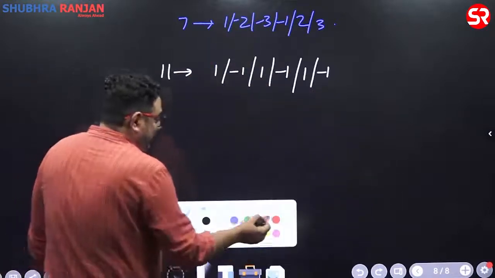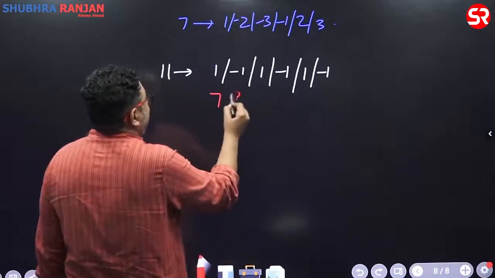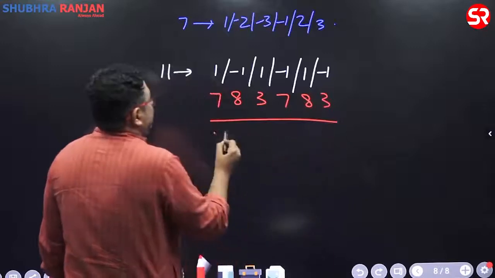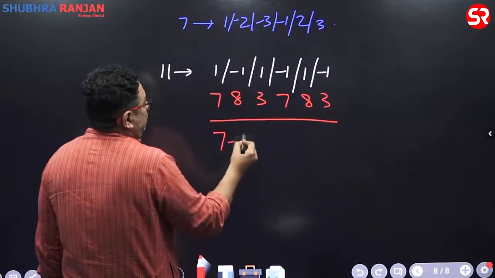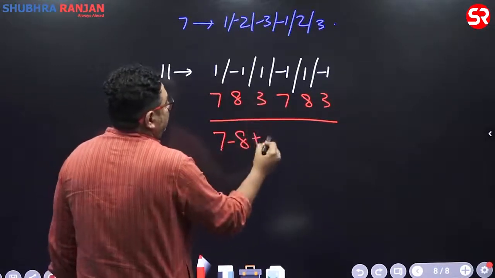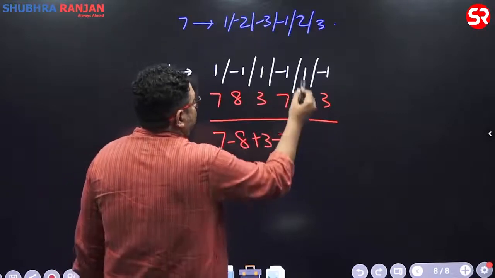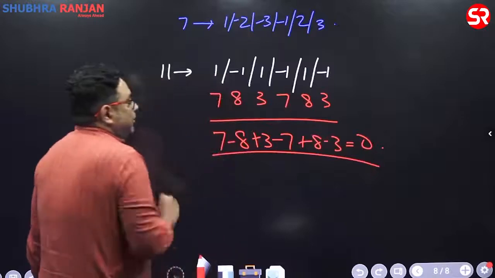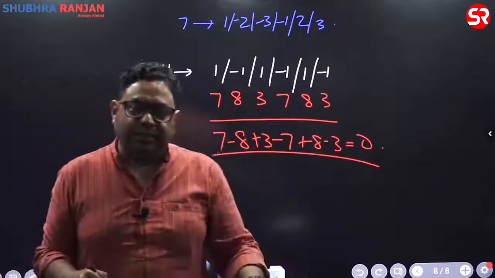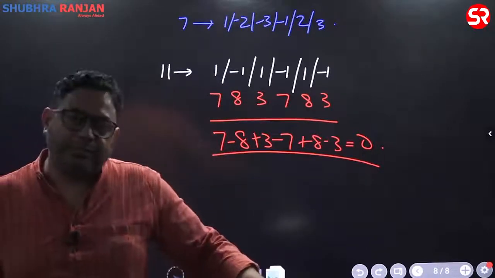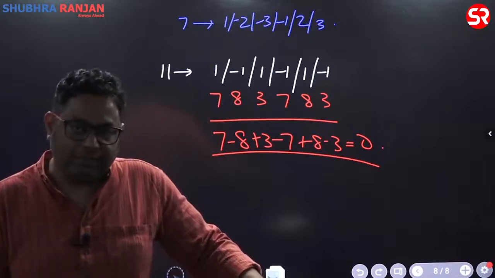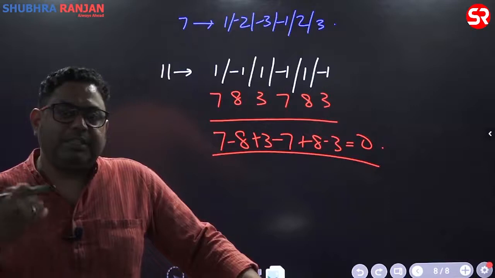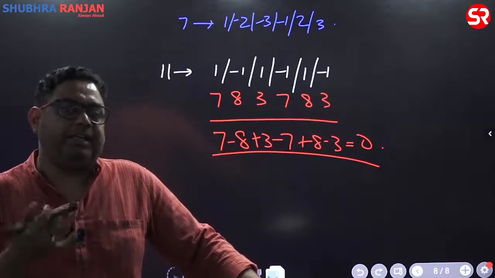For example, again, let me take the same number, 783. So 7 ones are 7, and 8 into minus 1 is minus 8, and 3 into 1 is 3. And then this is 7 minus 8 plus 3, which comes out to be 0. So if your final product comes out to be a 0 or a multiple of 11, the given number is exactly divisible by 11.